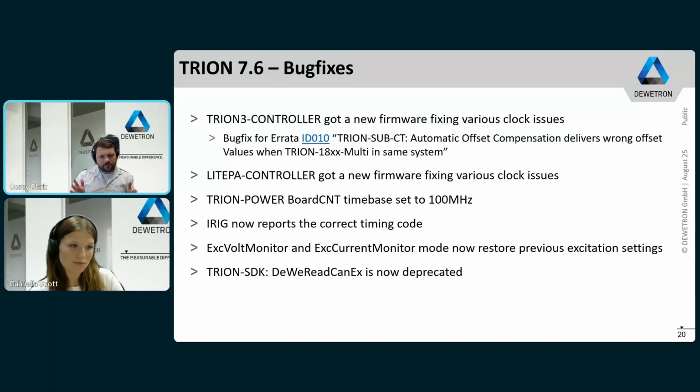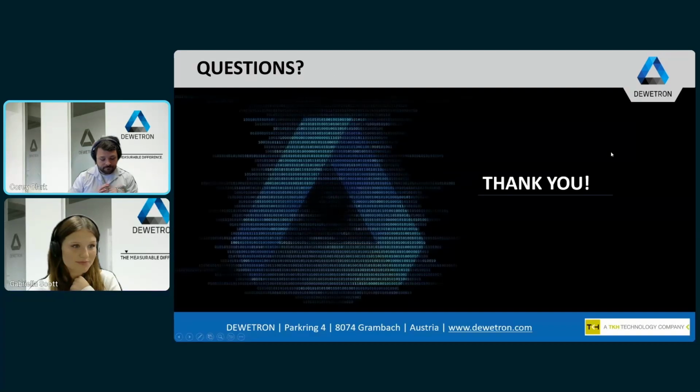iRig now reports the same correct timing code, which we discussed in a previous slide. The excitation voltage monitor and current monitor excitation settings are now fixed. So when you switch to those modes, they won't disable excitation, etc. And then for our TRION SDK, which anybody can download for free, by the way, it's open to use, you can build your own software application using our hardware. There's a function in there for DEWE read CAN EX, and that function has now been deprecated. And that brings us to the end of the bug fixes.